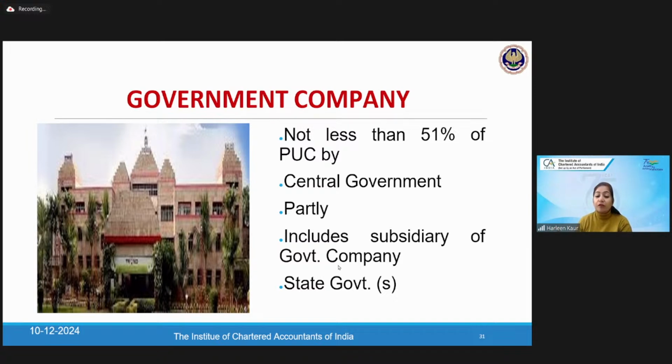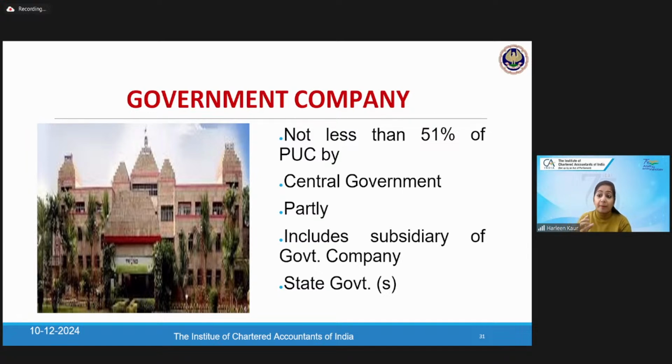It includes a subsidiary of a government company. If I am a government company, AB Limited is a government company, and I am holding 50% of the shares of PQR Private Limited, then PQR Private Limited will also be considered as a government company. If I am a government company and I have any subsidiary, then that subsidiary will also become a government company. If I am a public company and I have any subsidiary, then the subsidiary will also be deemed to be a public company. Parent company public hai to subsidiary bhi public hai, parent company government hai to subsidiary bhi government.